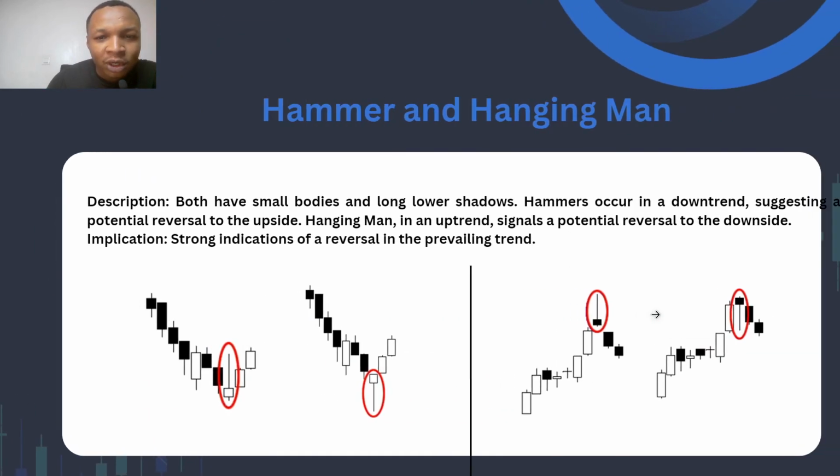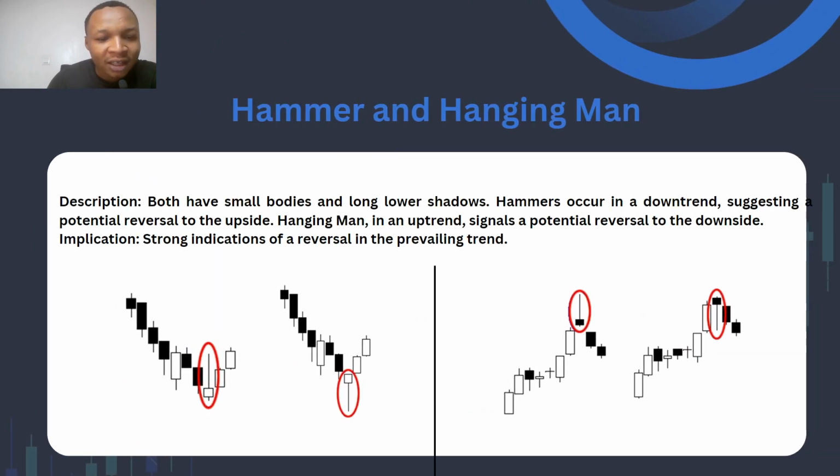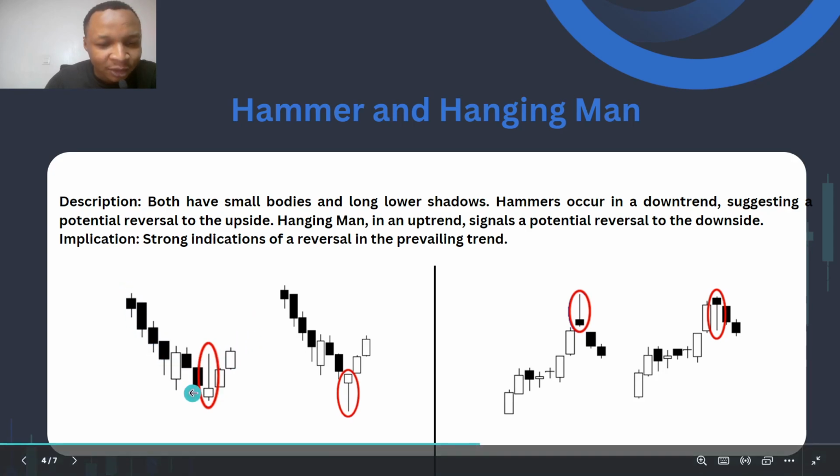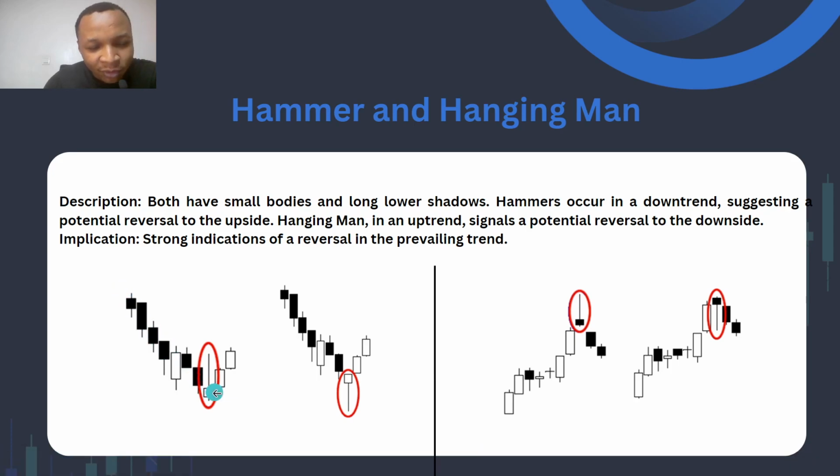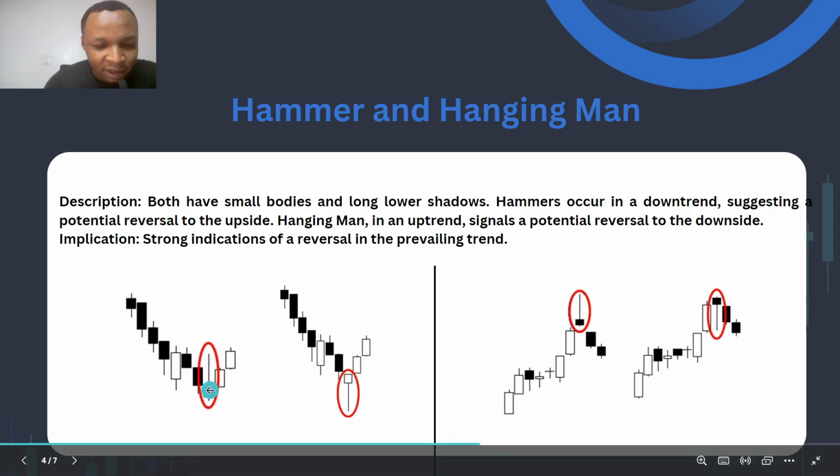Okay, so the next one is called the hammer or the hanging man. All right, now, this is signified by a candle that has a small body and a long wick. A small body and a long wick. Okay. Now, we use it to signify reversals or continuation also. Now, when you see it in this pattern, it could be signifying the end of a sell movement and the beginning of a buy movement.